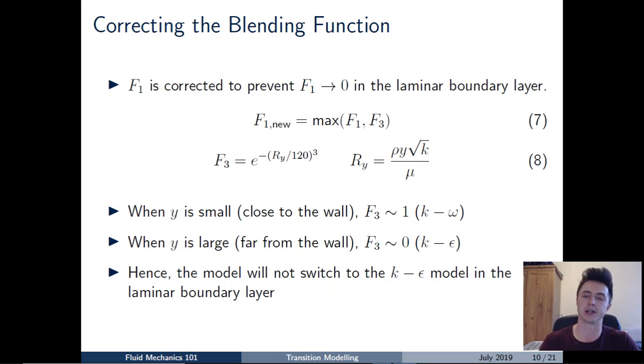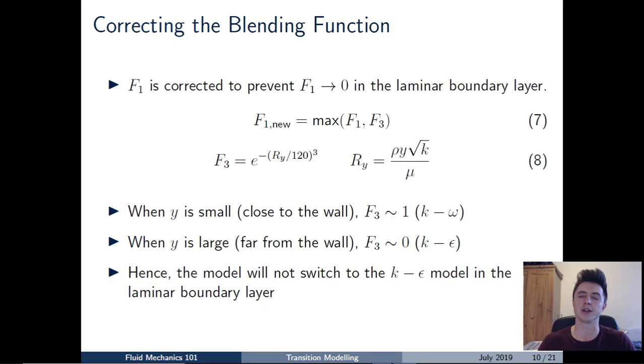And the way it does this is by using a limiter there. You can see in equation 7 where the new term is given by f3, and f3 is just an exponential decay which is governed by this Reynolds number like term you can see in equation 8. And we've got a square root of the turbulent kinetic energy there. So what this is telling you is that in that laminar region the turbulent kinetic energy is going to be very small, and therefore e to the 0 is going to take a value of 1, and that's going to be substituted into the new blending function so that we have a value of 1, and we use the k omega model, which is what we should be using.